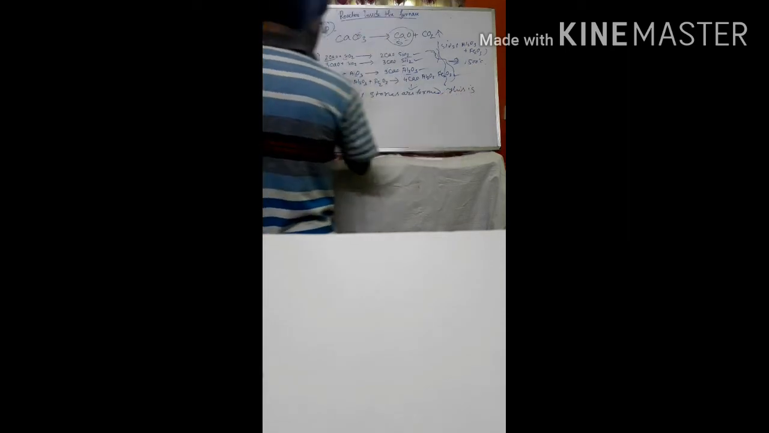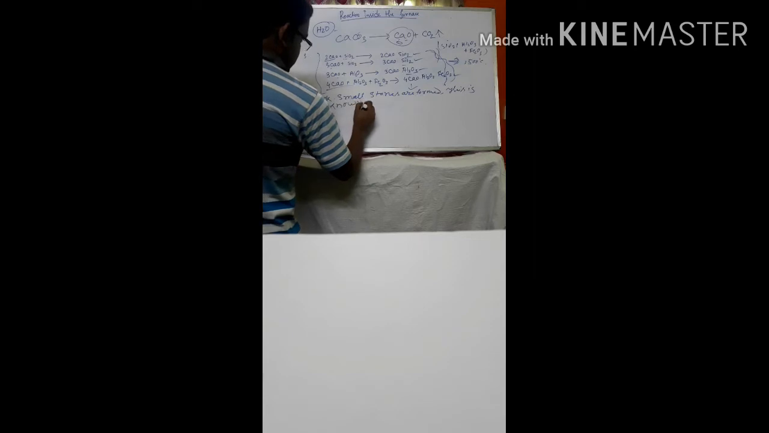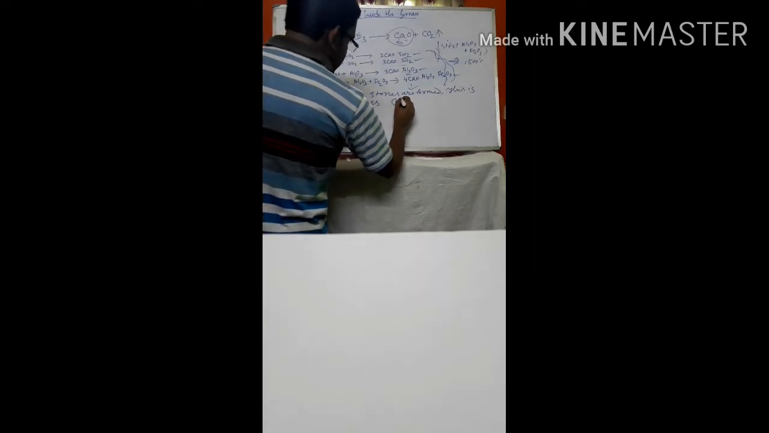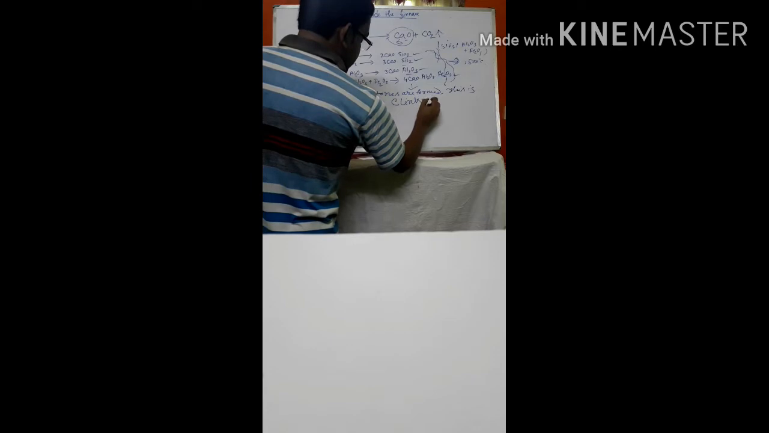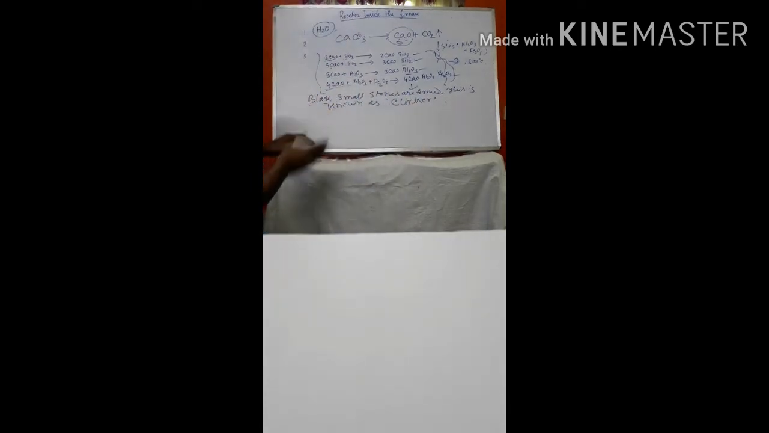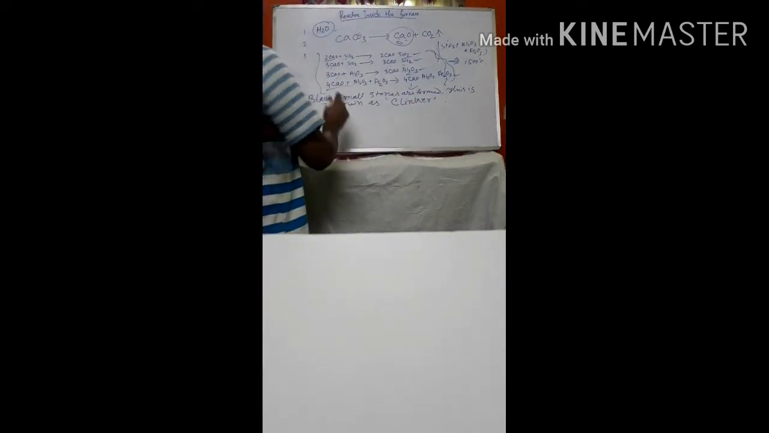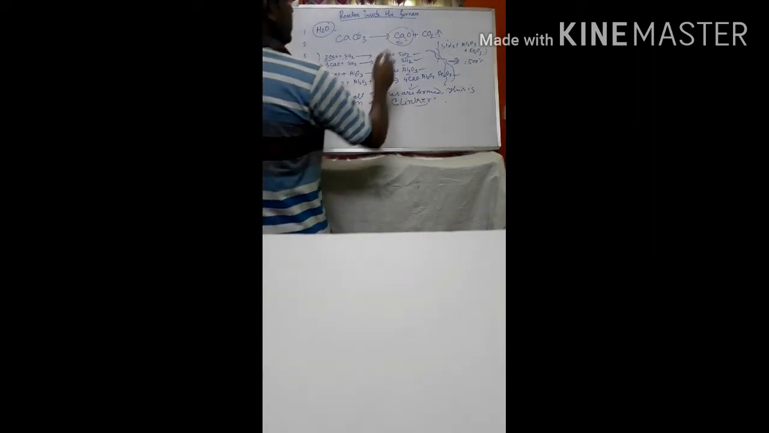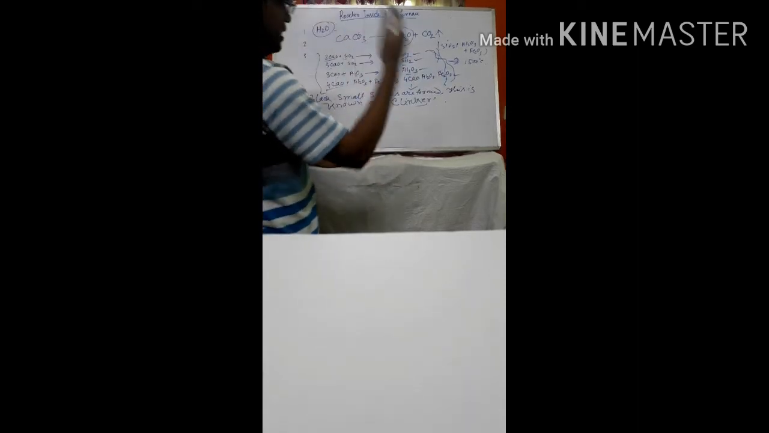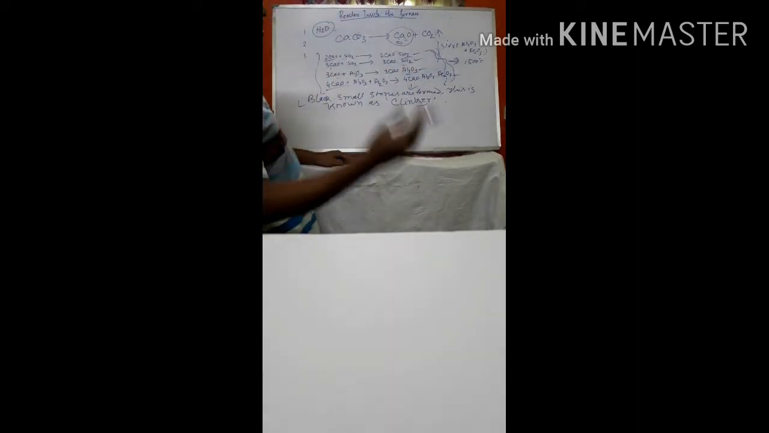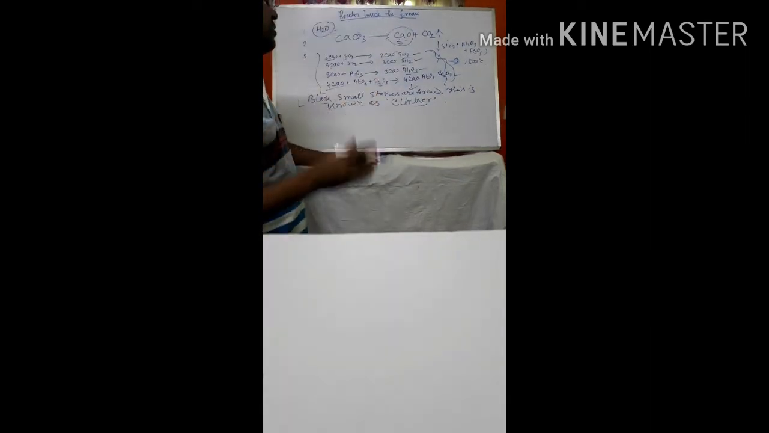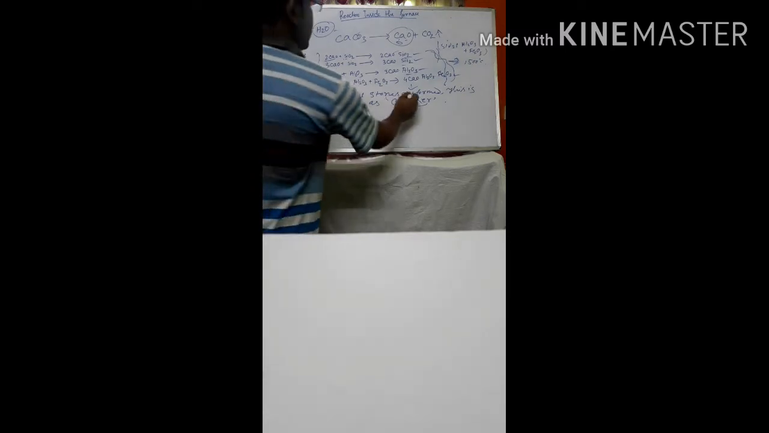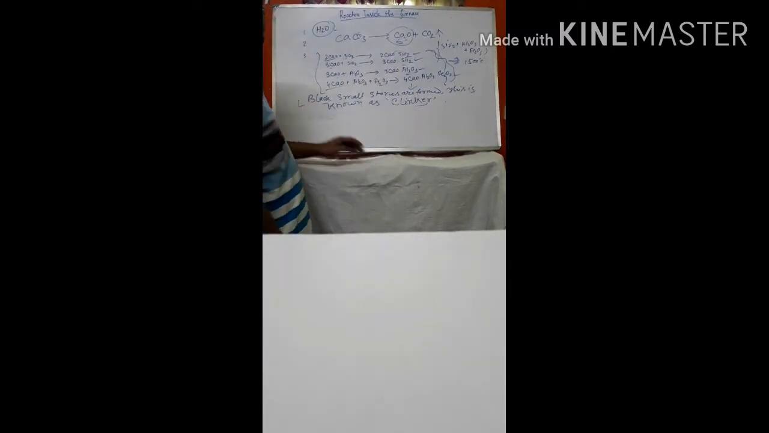This is known as clinker. Now the important question is, what is clinker, or define clinker? The dicalcium silicate, tricalcium aluminate, and tetracalcium alumina ferrite, at high temperature, melt and grayish black colored small stones are formed. These are known as clinker.